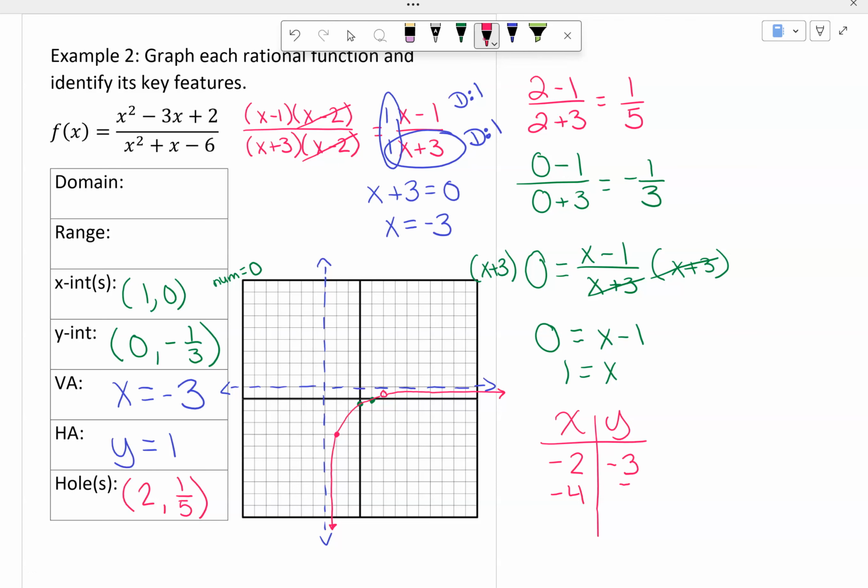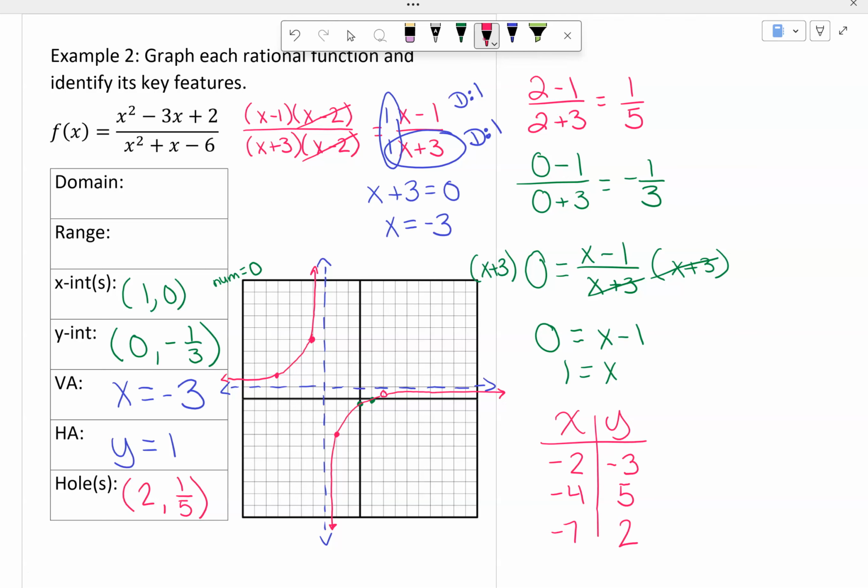We have negative 4, 5. 1, 2, 3, 4. 1, 2, 3, 4, 5. We got negative 7, 2. 1, 2, 3, 4, 5, 6, 7, 1, 2. And we can just kind of curve those together. We got our graph going this way, and we got our graph going this way. Okay.